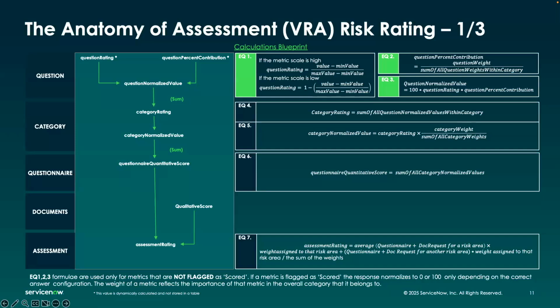In summary, we start from question responses, factor in weighting at both the question and category levels, normalize those values to ensure fair comparisons, aggregate up to questionnaire scores, and finally compute the assessment rating based on risk areas and predefined scoring methods as configured in the applicable scoring rule. This layered calculation structure ensures that your assessment ratings are accurate, meaningful, and actionable. We will dive deeper into the role of risk areas and scoring rules later, so stay with me.